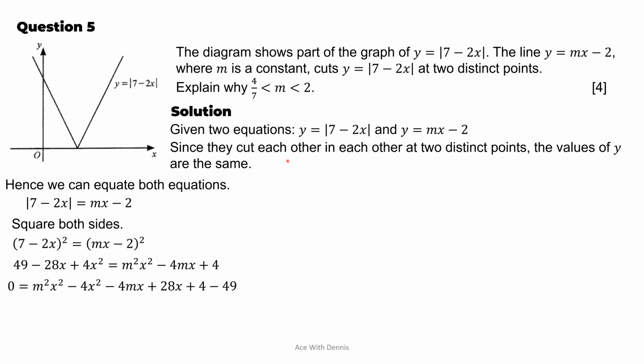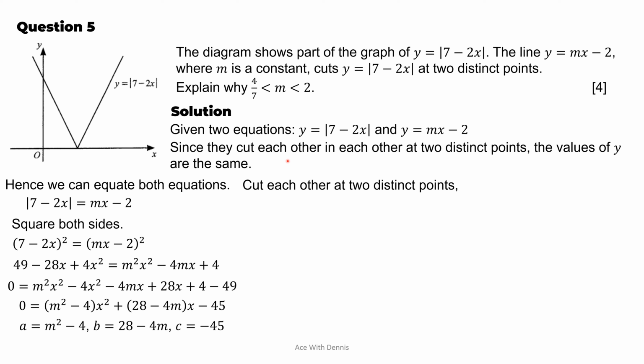Then we make one side 0. So 0 equals m squared x squared minus 4x squared minus 4mx plus 28x plus 4 minus 49. We can factorize out the x squared and the x. We get 0 equals (m squared minus 4)x squared plus (28 minus 4m)x minus 45. From here, it is a quadratic equation. The a is m squared minus 4, the b is 28 minus 4m, c is negative 45.